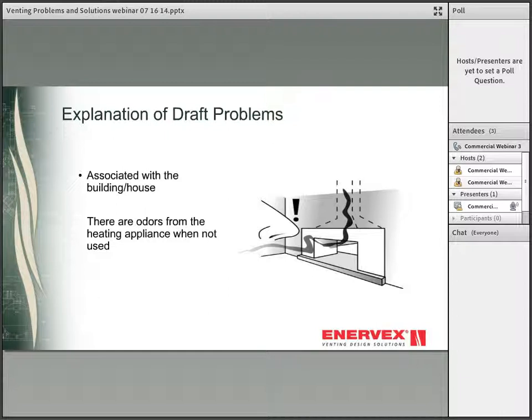Possible solutions are to have the chimney cleaned thoroughly and make sure all creosote has been removed. Another solution is installing a tight chimney cap. Installing a tight-fitting chimney top-mounted damper may also help, or installing a tight-fitting set of glass doors. Another solution is to install a mechanical draft system.